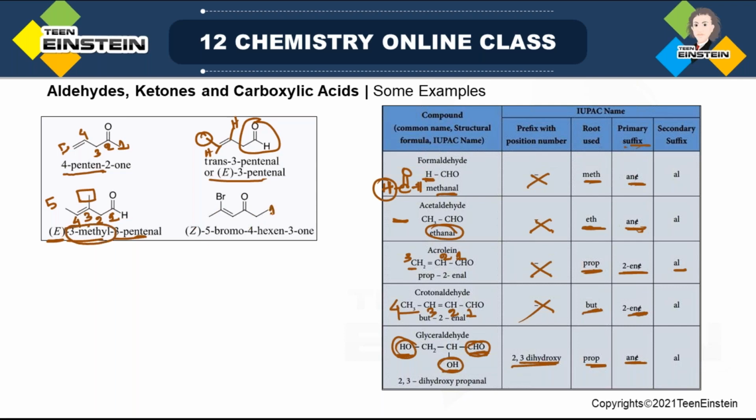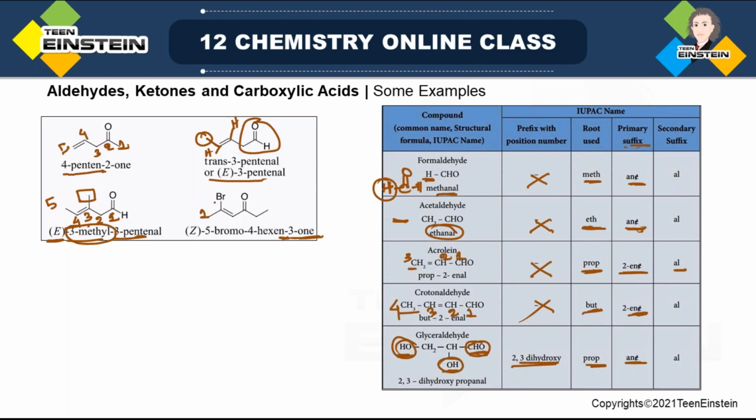Fourth example, again a ketone. 1, 2, 3, 4, 5, 6. The 3 position is the position of the keto group. So it is 3-one, longest chain 6 carbons, 5 position bromine, and double bond position 4. So 5-bromo-4-hexene, 6 carbons, but the last e is not used. Instead we have written hyphen 3 hyphen one.